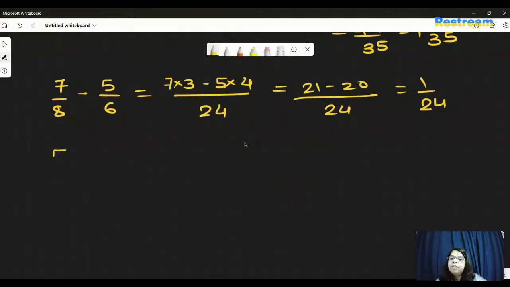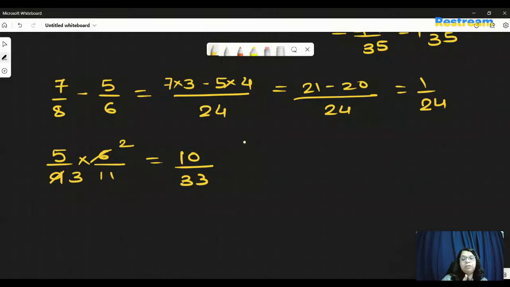Next one is multiplication. So let's say I have 5 by 9 multiplied by 6 by 11. So I can do times 2 times 3, so I get 10 over 33. In case of multiplication, you multiply numerator with numerator, denominator with denominator. But if you can cancel something, you can go ahead and do it. You're allowed to do that like I did here. 6 is 3 times 2 and 9 is 3 times 3. So I just removed the 3 from both of them. So I got 10 by 33.